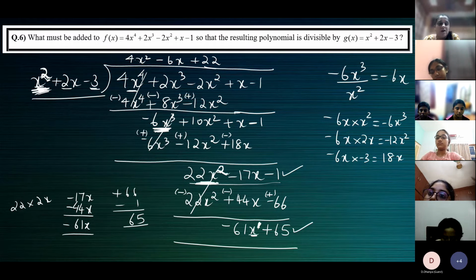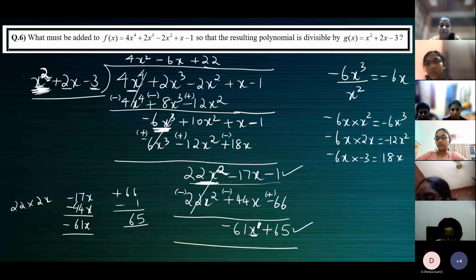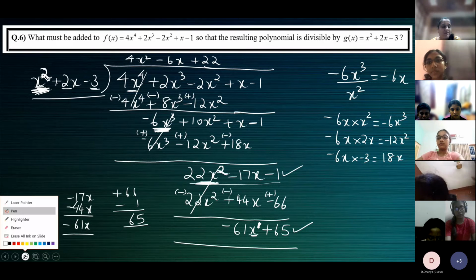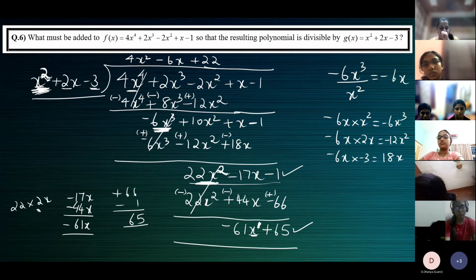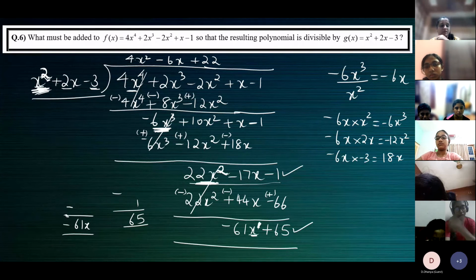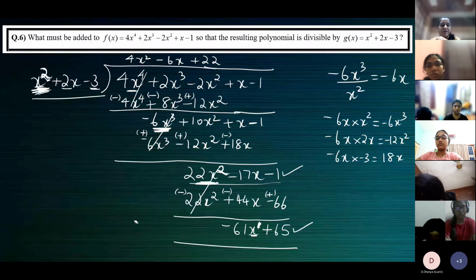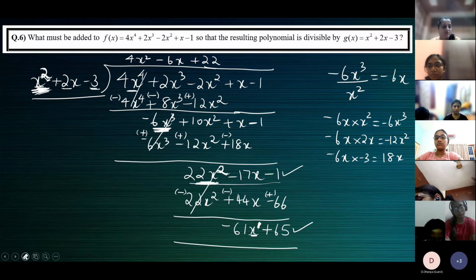Now the question is, what must be added? The negative of the remainder must be added. See, the question can be, what should be added? Or what should be subtracted? Let's understand both. Let's understand how to answer both.